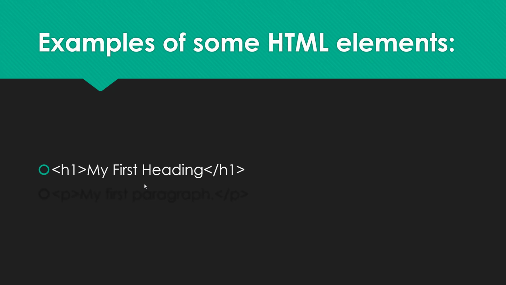Here are some examples of HTML elements. For example, you can write h1, opening it with a less than sign and a greater than sign, giving the tag a name, and then you put the content there and close it like this. To close it, you put the less than sign and the forward slash, then the name that you used to open it, and then the greater than sign. Everything inside is the content for this tag. So the whole of this is what we call an HTML element. Here's an example of another HTML element.